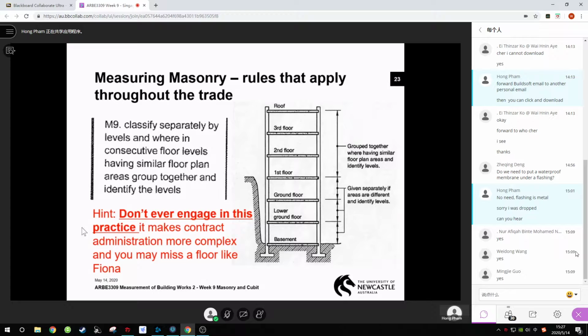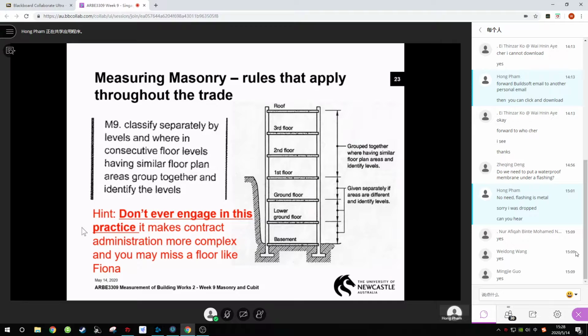Big fight with Fiona. I wasn't the only one that she missed out things on, and so in the end she couldn't work in Sydney because every quantity surveyor in Sydney had her on the poison pen list, and we didn't want to know about her. So I call it doing a Fiona, when you miss out a level or you miss something out. And the method says you can combine like levels together, but I would urge you not to do that in case you do a Fiona to yourself.